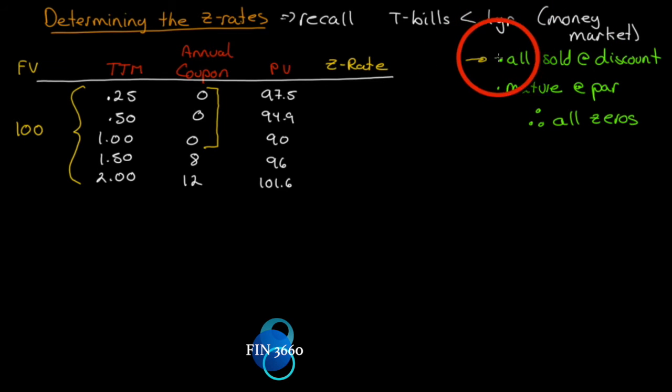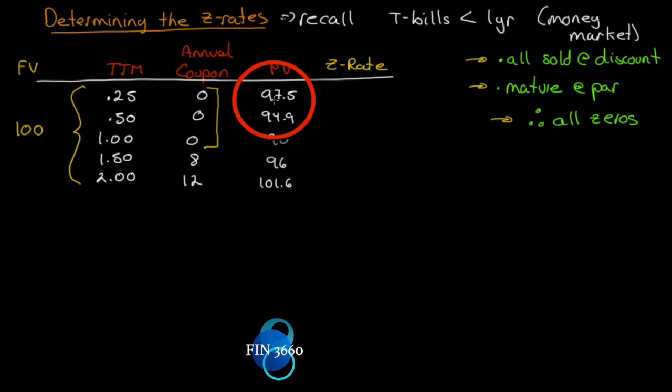All money market securities are sold at a discount. They all mature at par. Therefore, they are all zeros. Whatever the implied rate on that, it's zero. So we're going to buy it at 97.5. We're going to receive no coupon payments. It's simply going to mature at 100. So it's easy to see that we can calculate what the zero rate on that one is.